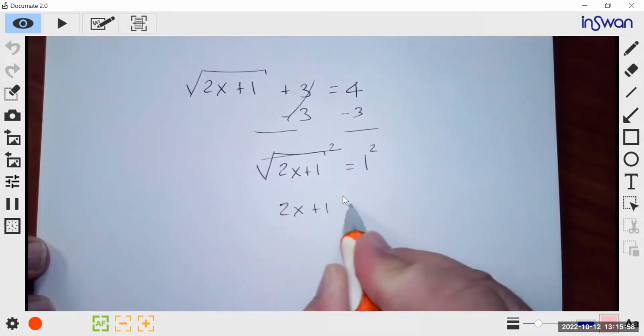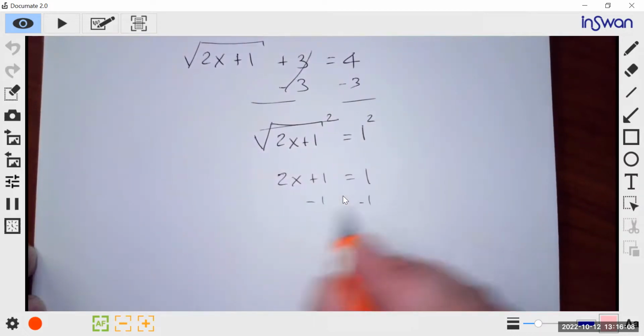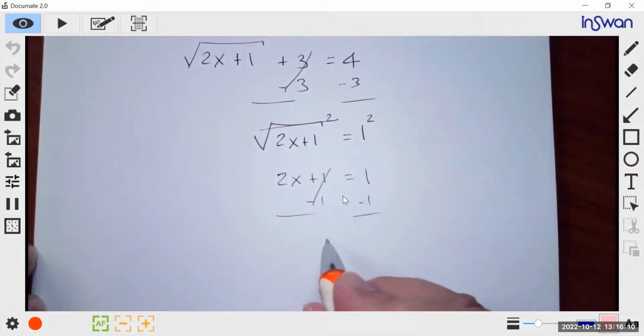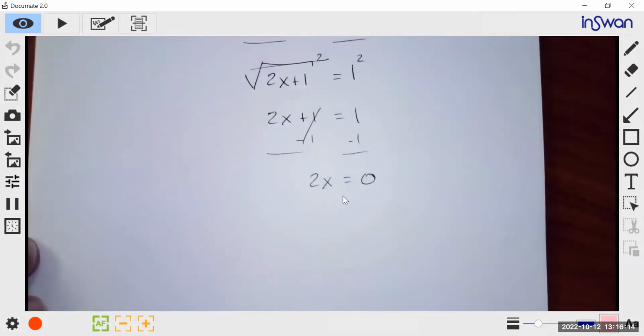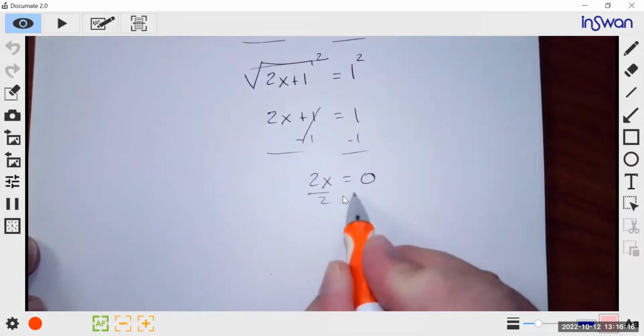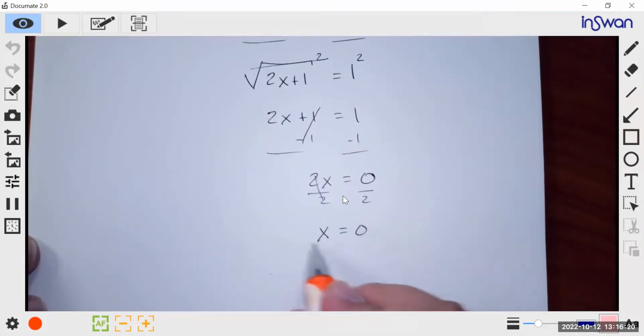2x plus 1 equals 1. Subtract 1 from both sides. So 2x, 1 minus 1 is 0. Divide by 2. X equals 0.